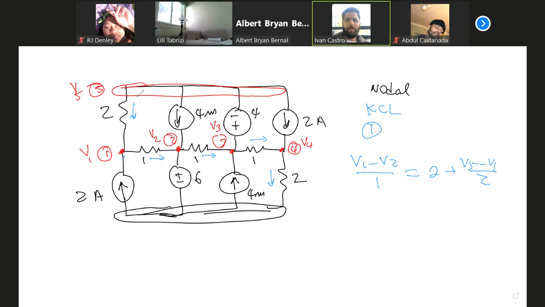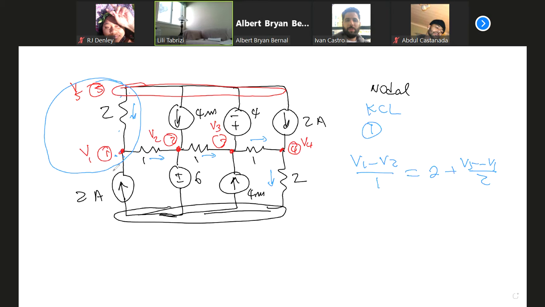I just asked to write the current. The current is moving from node 5 toward node 1. So it's V5 minus V1 divided by 2. It's entering the node, so 2 amps entering. Okay, this one.